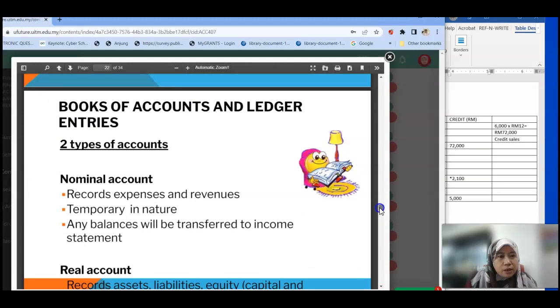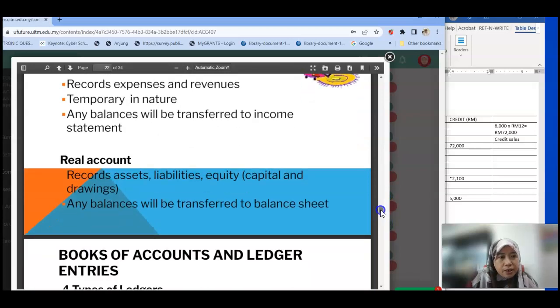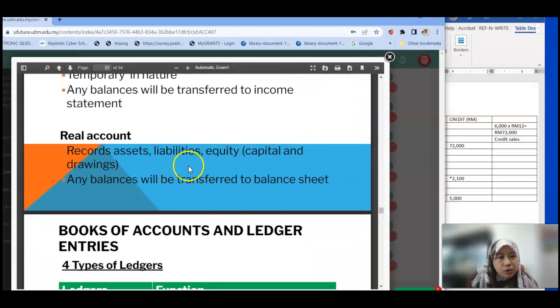There are two types of accounts. As you can see here, nominal accounts record expenses and revenues. It is temporary because the nominal account will be transferred at the end of the year to the statement of profit or loss account. Real accounts are the asset account, liability account, and equity account. At the end of the year, the business needs to close these accounts and record the amount as balance CD, and in the following year, it will be recorded as balance brought down, balance BD.